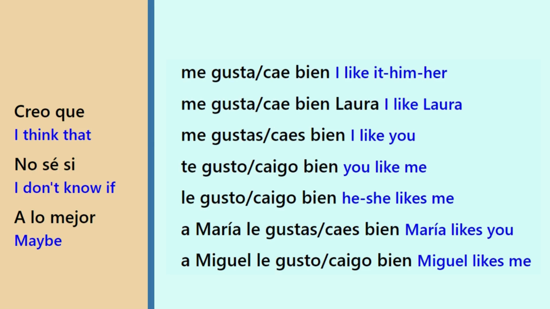Okay, so pause the video if you need extra time to think before you answer. Use the table as much as you like, and as you start getting more confident, try to look away from the table. And remember, if I don't specify it's romantic, assume it's not. How would you say, I think he likes me?